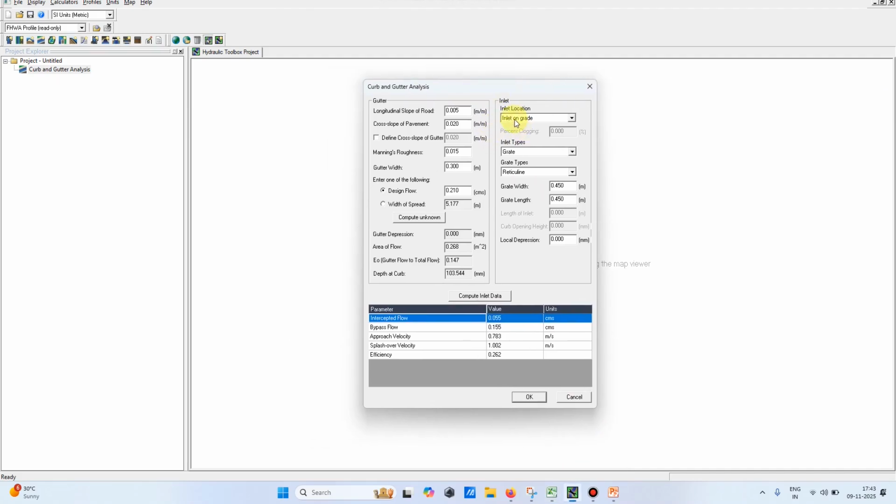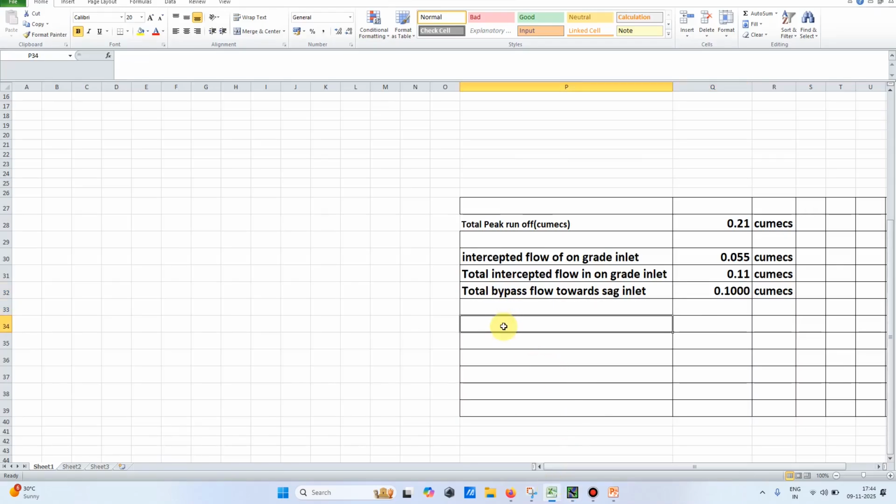So I have designed this on grade inlet. This is actually the size of the on grade inlet. The type is the reticulin grates, okay. So I'll mention the size of the on grade inlet is equal to 0.45 meter by 0.45 meter, reticulin grates, okay.